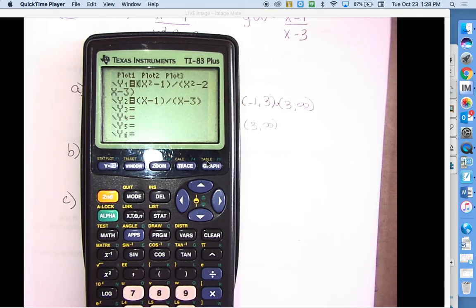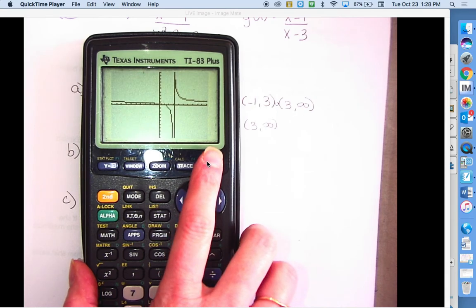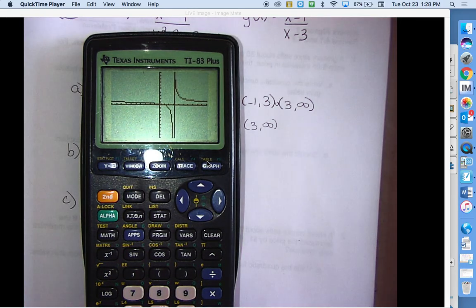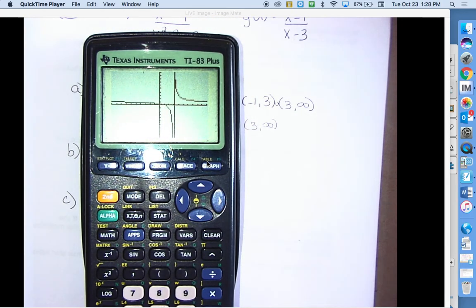How many graphs should you have? 2, right? You have 2 different equations. When you graph it, you should have 2 graphs. So this is what my graph looks like. There's a vertical line going down my graph. What's that vertical line represent? An asymptote.